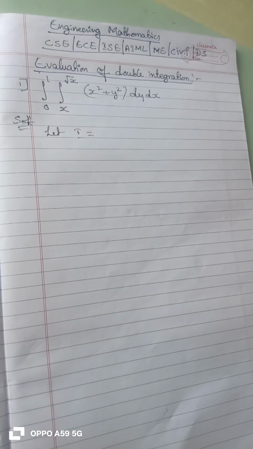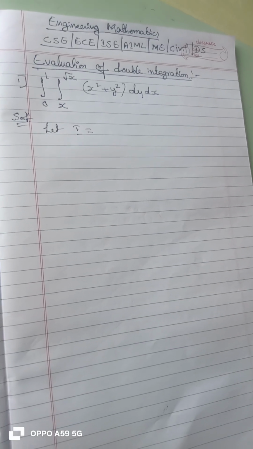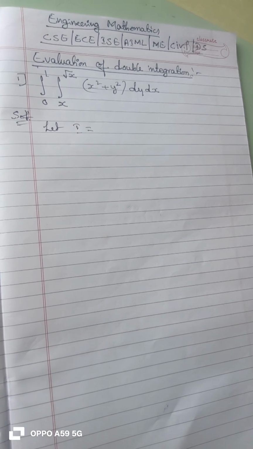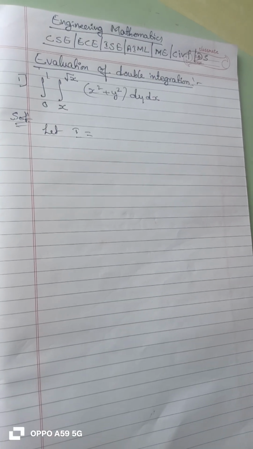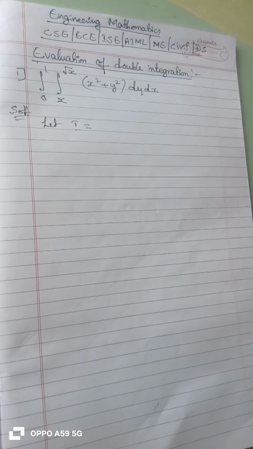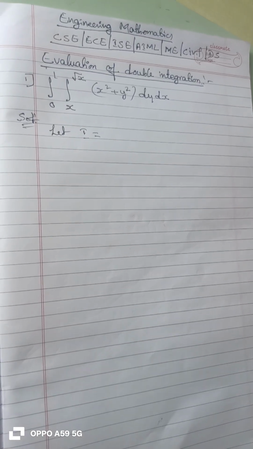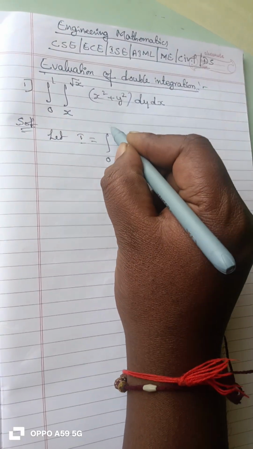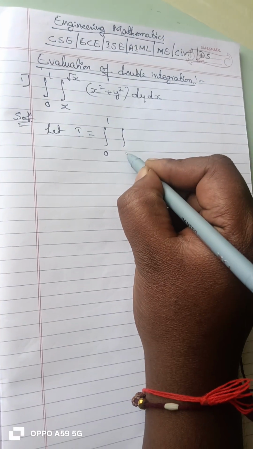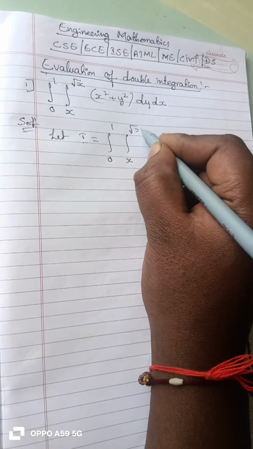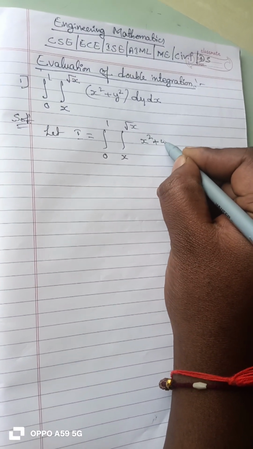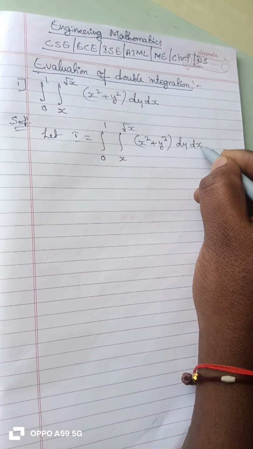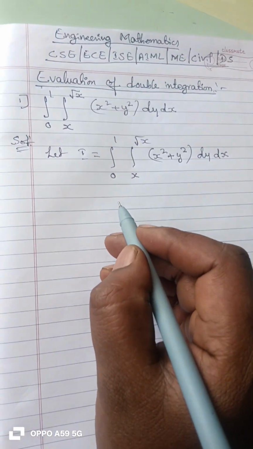In this, the first question is: the first integration limit is from 0 to 1, and the second integration limit is from x to root x, and the function is x square plus y square, dy by dx. Solution, let us observe. I is equal to the integral from 0 to 1, integral from x to root x, of x square plus y square dy dx. And please observe the integral limits.